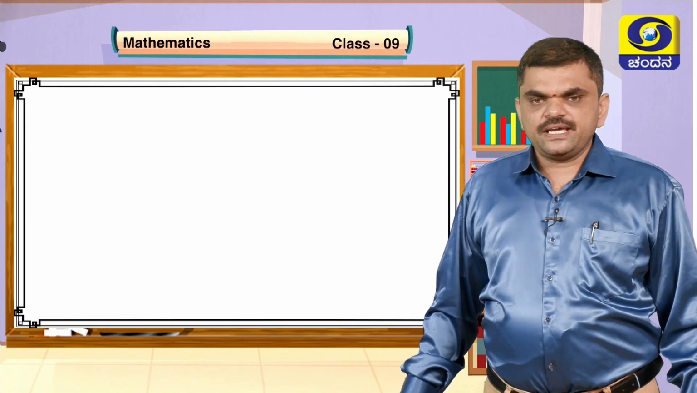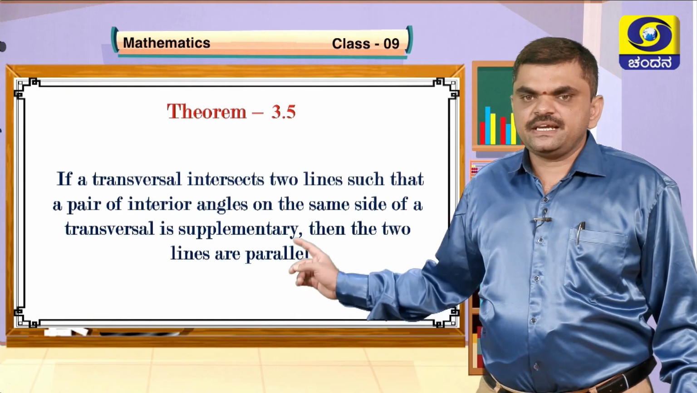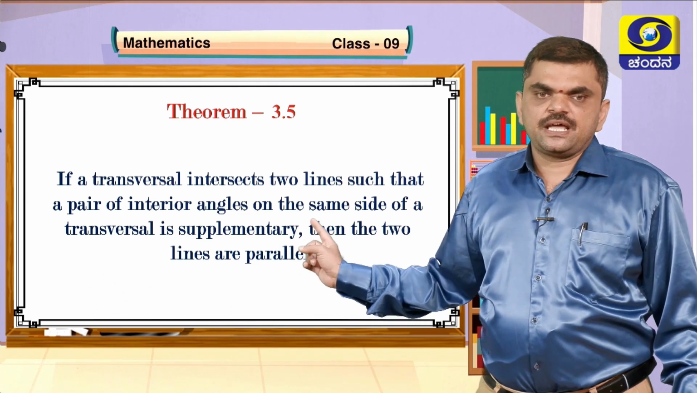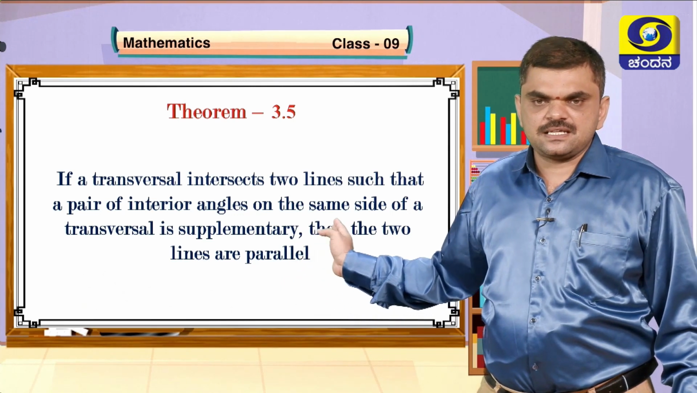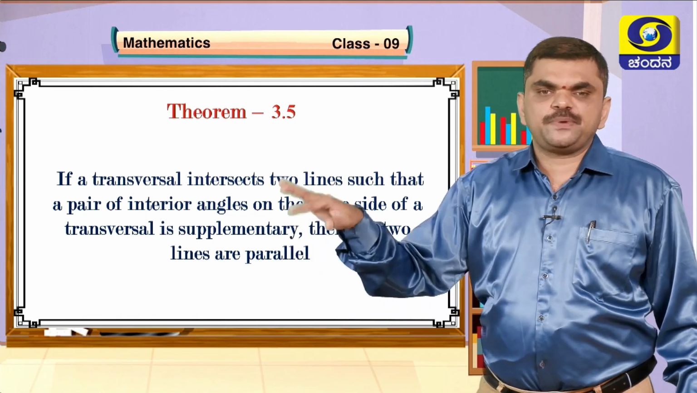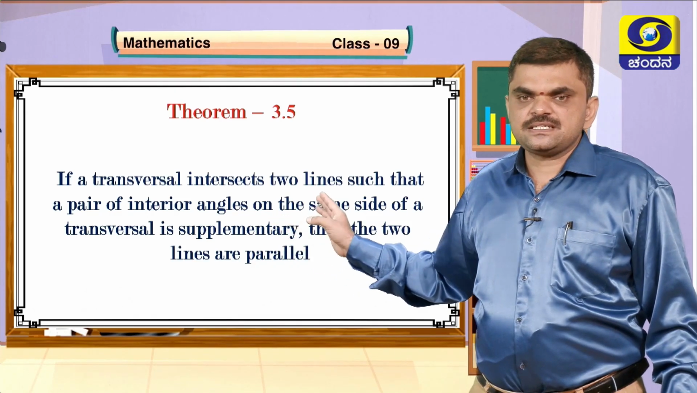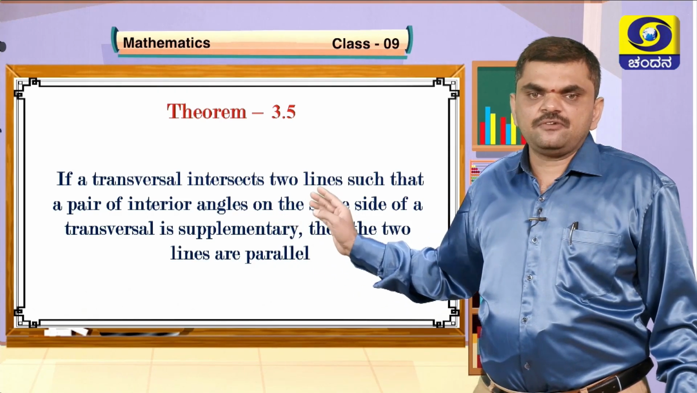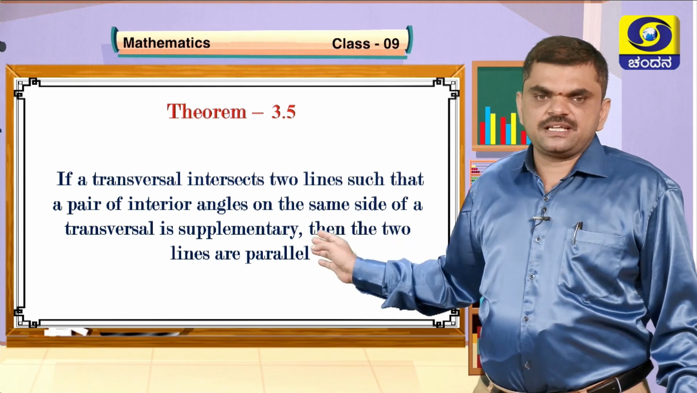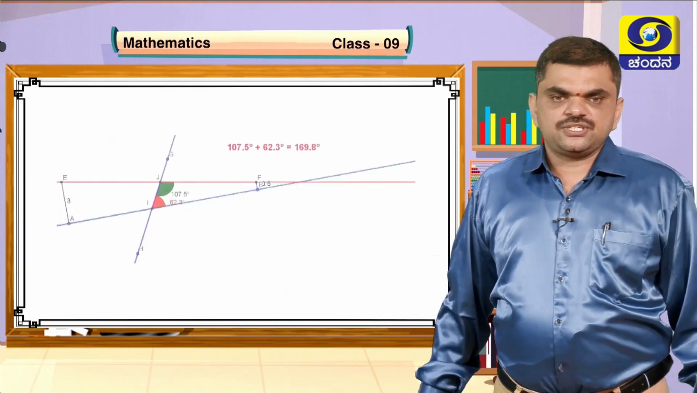So, next there is one more theorem, the corollary of the previous theorem, theorem number 3.4. If a transversal intersects two lines such that a pair of interior angles on the same side of the transversal is supplementary, then the two lines are parallel to each other.